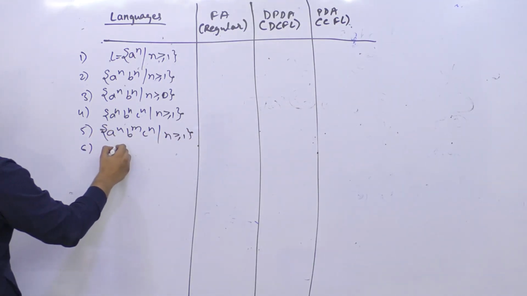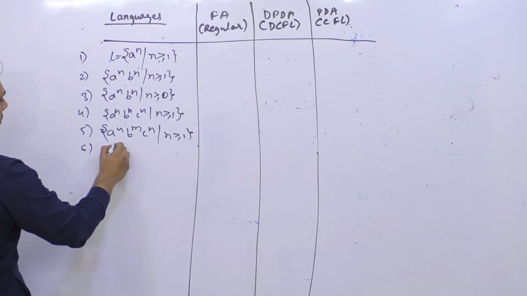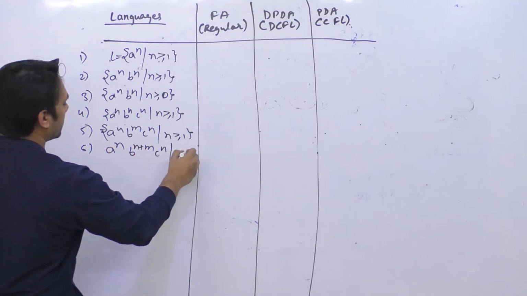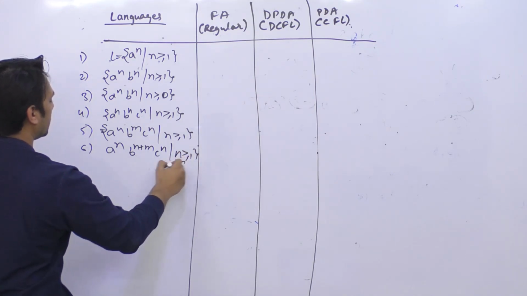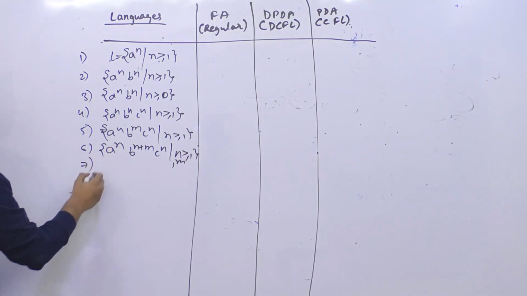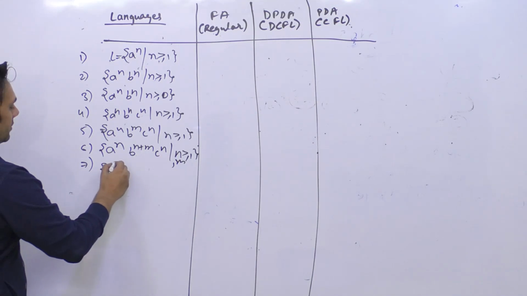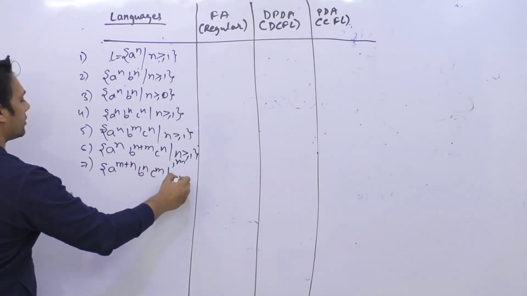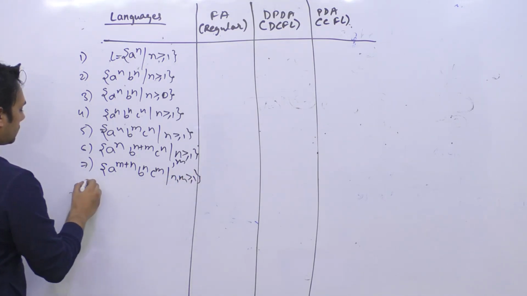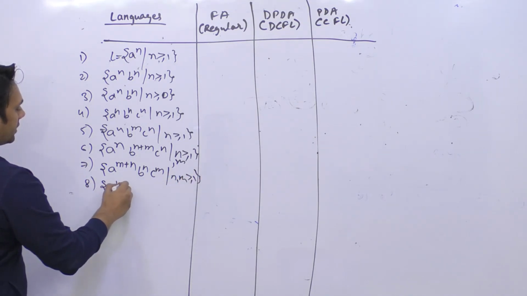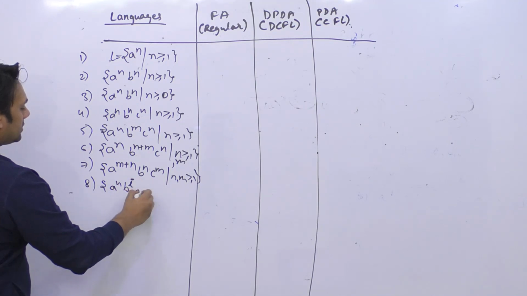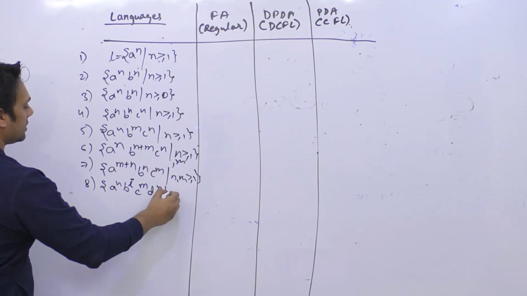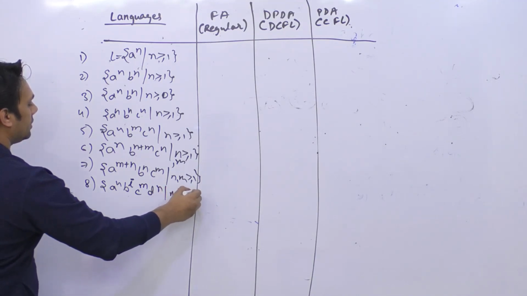The sixth is a raised to power n, b raised to power n plus m, c raised to power n such that n is greater than or equal to 1 and m is greater than or equal to 1. The seventh language is a raised to power m plus n, b raised to power n, c raised to power m such that n, m is greater than or equal to 1. The eighth language is a raised to power n, b raised to power i, c raised to power m, d raised to power n such that n, i, m are greater than or equal to 1.